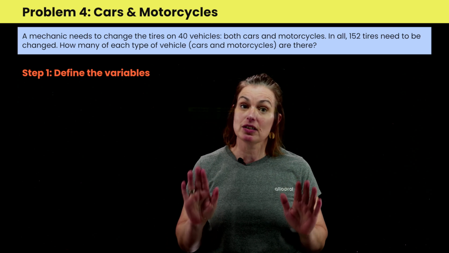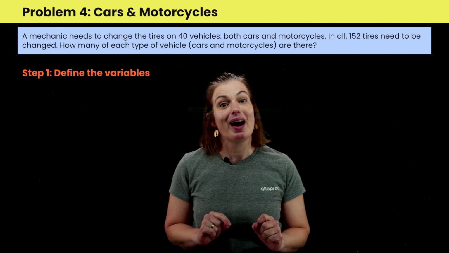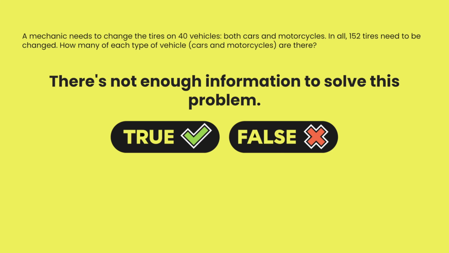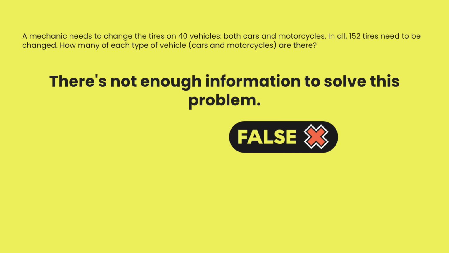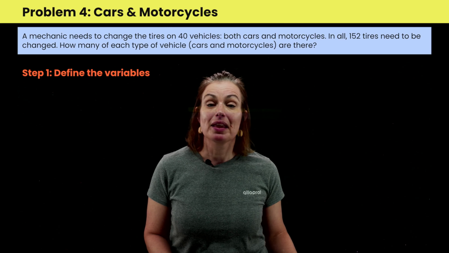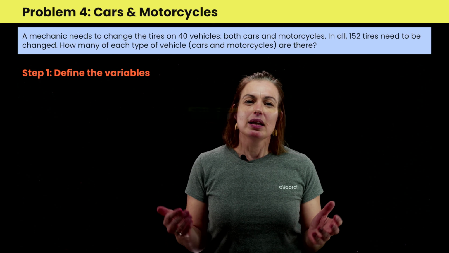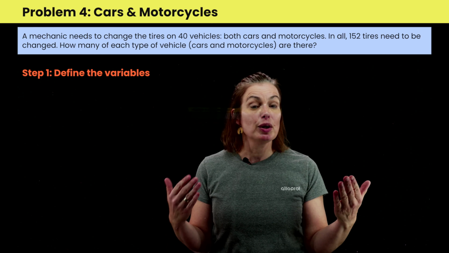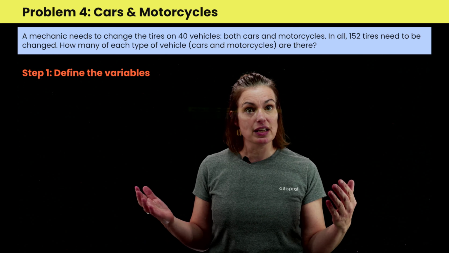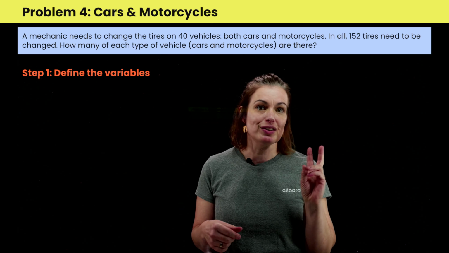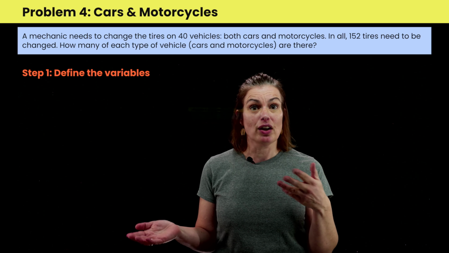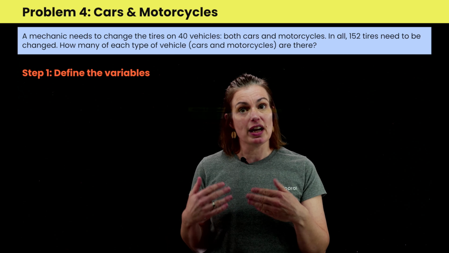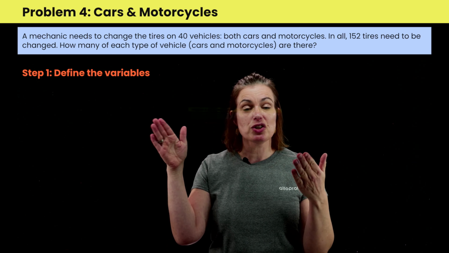So our first step is to define the variables. Before we do that, though, I have a little question for you. True or false? There's not enough information to solve this problem. If you answered false, you are correct. There actually is enough information, but sometimes, like in this problem, we have to draw from our outside experience. In this case, we all know that motorcycles have 2 tires and that cars have 4 tires. So we're going to use that to help us in building the equation.